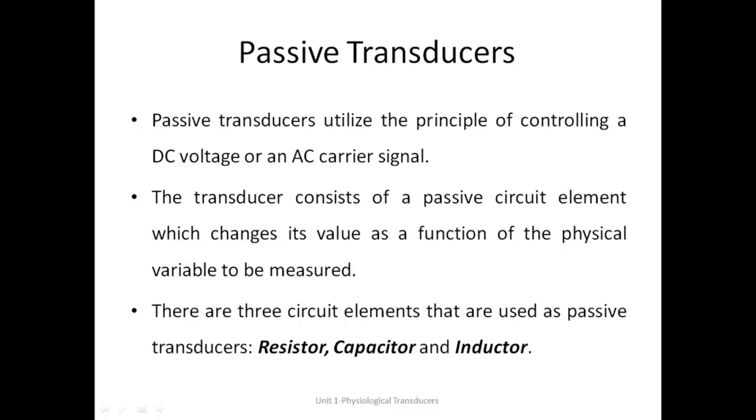You're not creating an electrical signal, but you're modifying an existing electrical signal, right? So passive transducers utilize the principle of controlling a DC voltage or an AC carrier signal. And the transducer consists of some passive circuit elements which change their value as a function of the physical variable which is to be measured, right? Physical variable, when I say, means temperature, pressure, velocity, sound. These are all physical variables, right?